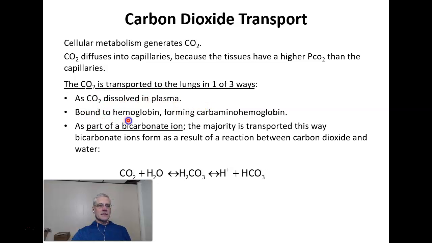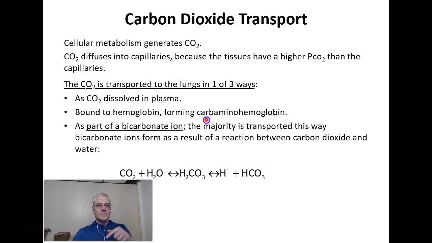Second way, CO2 binds to hemoglobin. I've mentioned that before. When it does bind to hemoglobin, it does not bind at the iron. It binds on one of the side groups, one of the amino acids that makes up one of the chains of the hemoglobin molecule. So again, hemoglobin can carry 4 carbon dioxide molecules that way. If it is carrying carbon dioxide, it is called carbaminohemoglobin. So the carb is for carbon dioxide. Amino means this thing is attached to an amino group on the hemoglobin. So we call it carbaminohemoglobin.